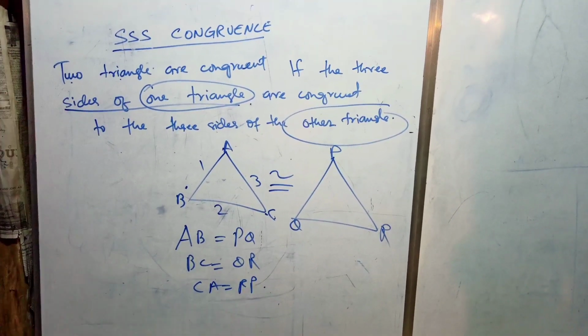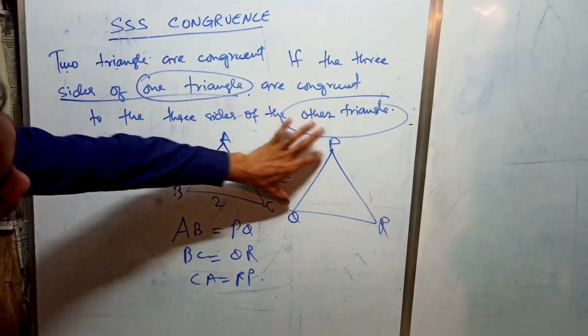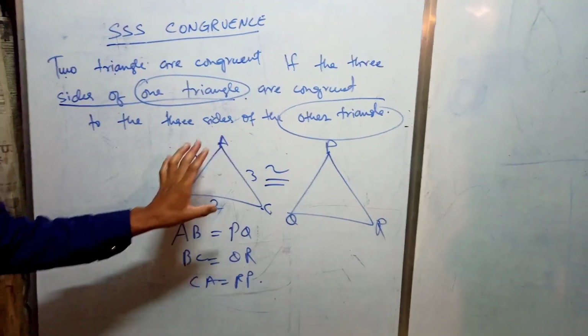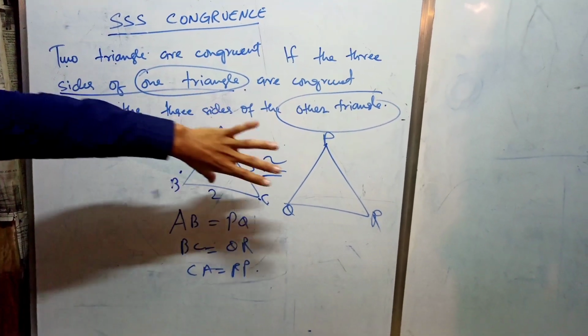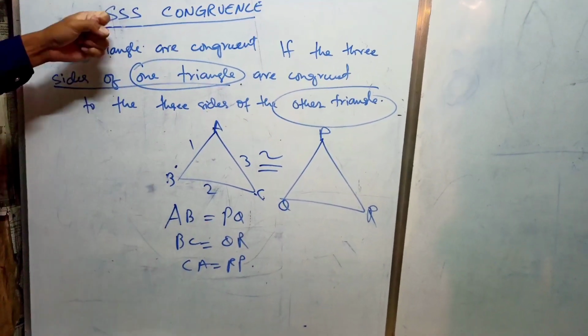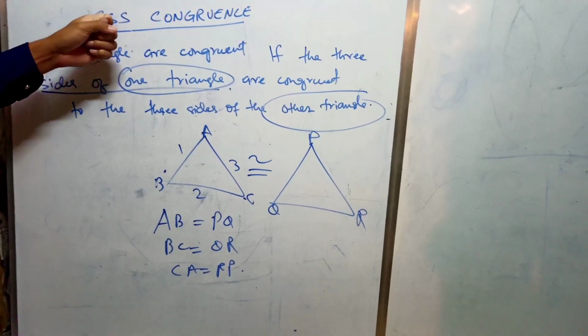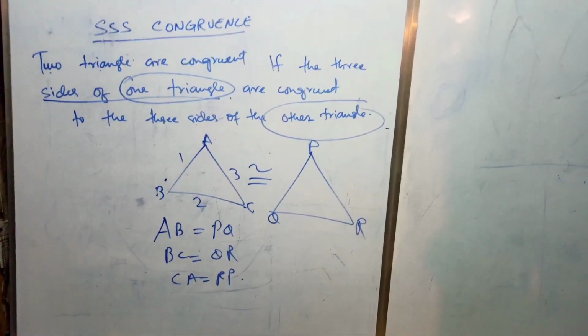Only when all these sides, and AC and PQ are equal, can we say that these two triangles are congruent under the rule side congruency.